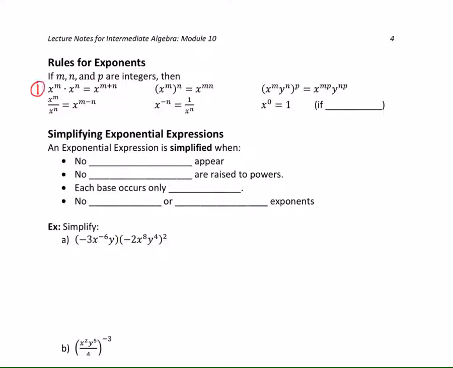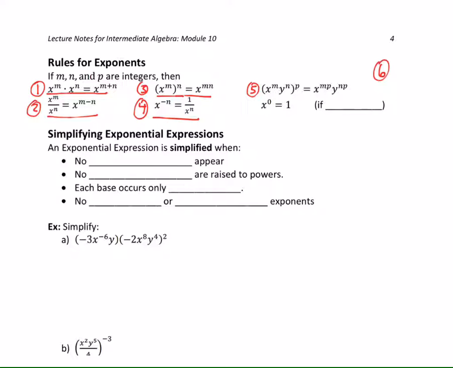So the first one says you add when you multiply like bases. That's the product rule. The second one is the quotient rule, so you subtract. The third is the power to a power rule. The fourth is the negative exponent rule. The fifth, and what I'm going to call the 6th one, is when you have 2 things multiplied together inside of parentheses and you raise it to a power, you raise each one of them separately to a power.